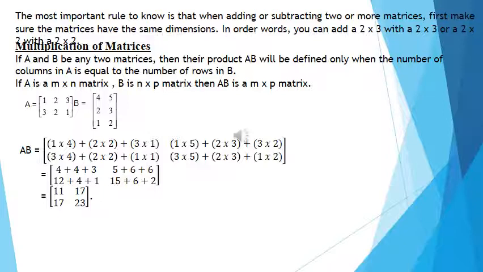So when you add all this, 4 plus 4 is 8, 8 plus 3 is 11, that is your first row, first column. The next one is 5 plus 6 is 11, 11 plus 6 is 17. Then 12 plus 4 is 16, 16 plus 1 is 17. 15 plus 6 is 21, 21 plus 2 is 23. This gives you an AB matrix of order 2 by 2.